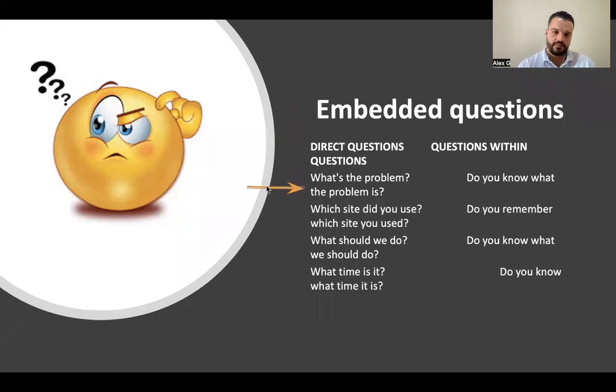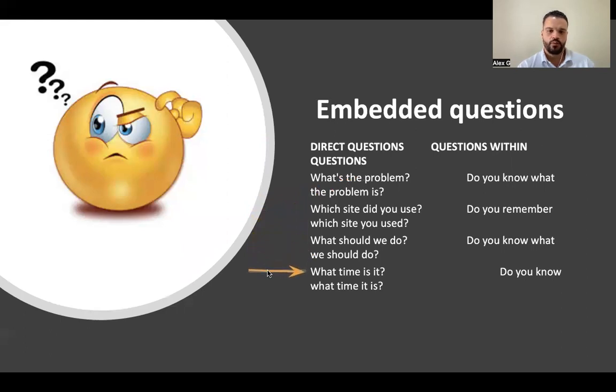Do you know what the problem is? And notice how the verb to be is now inverted with the subject, right? So we switch the verb to be and the problem. Another example could be, which site did you use? Do you remember which site you used? What should we do? Do you know what we should do? Notice how they continue to switch the verb and the modal verb in this case.